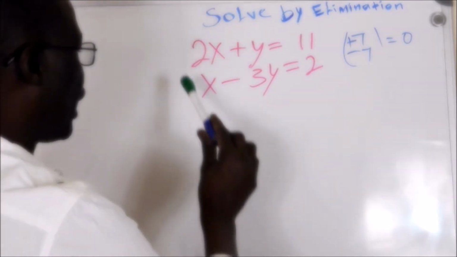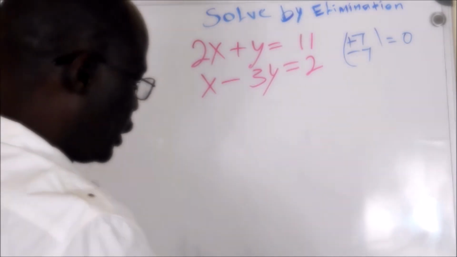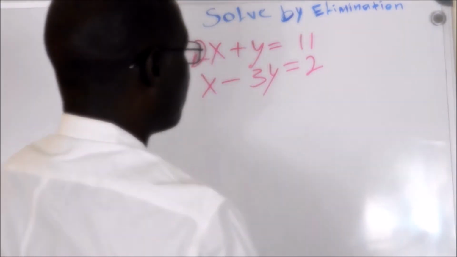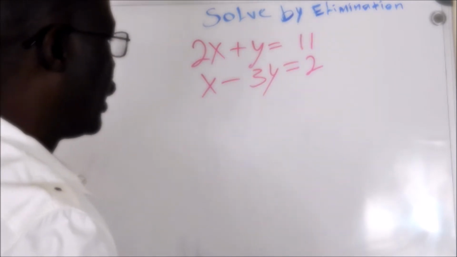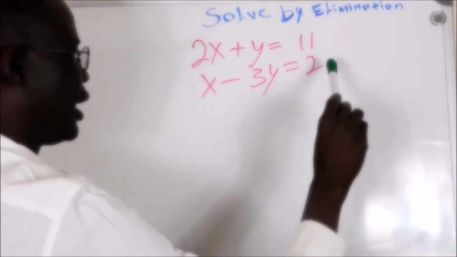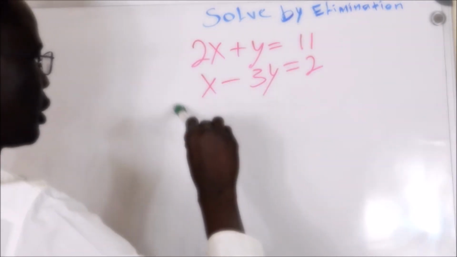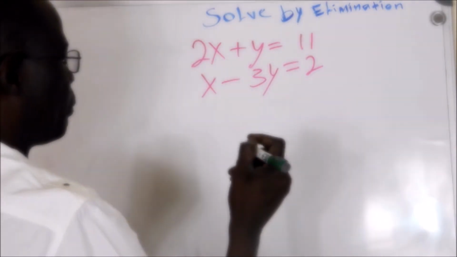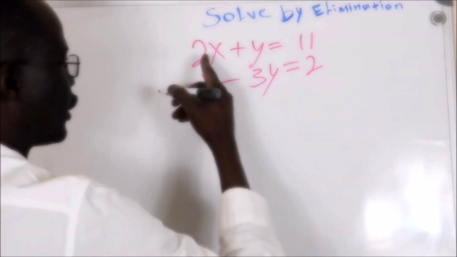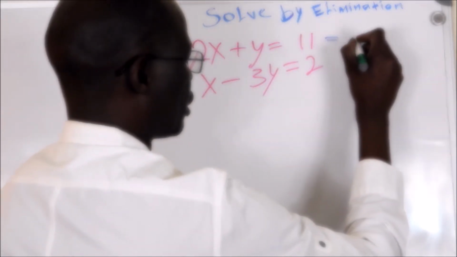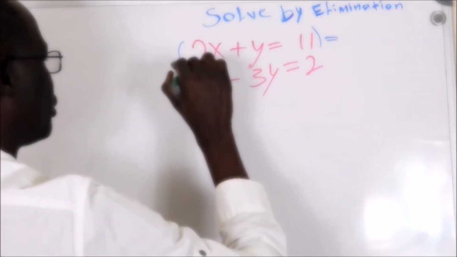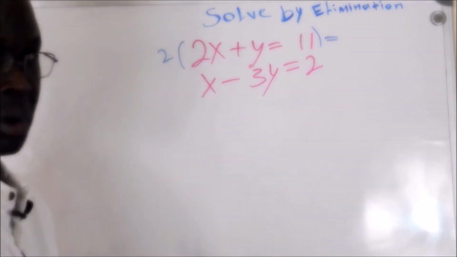Another thing you have to know is that if I multiply by 2, it has to be the whole equation. So let's say I choose 3 on the first one, I have to multiply all of the equation by 3.